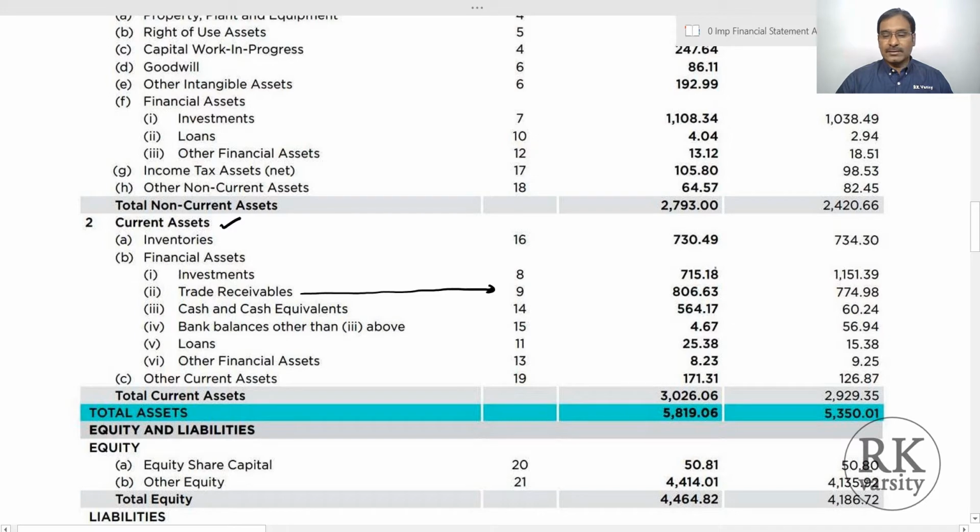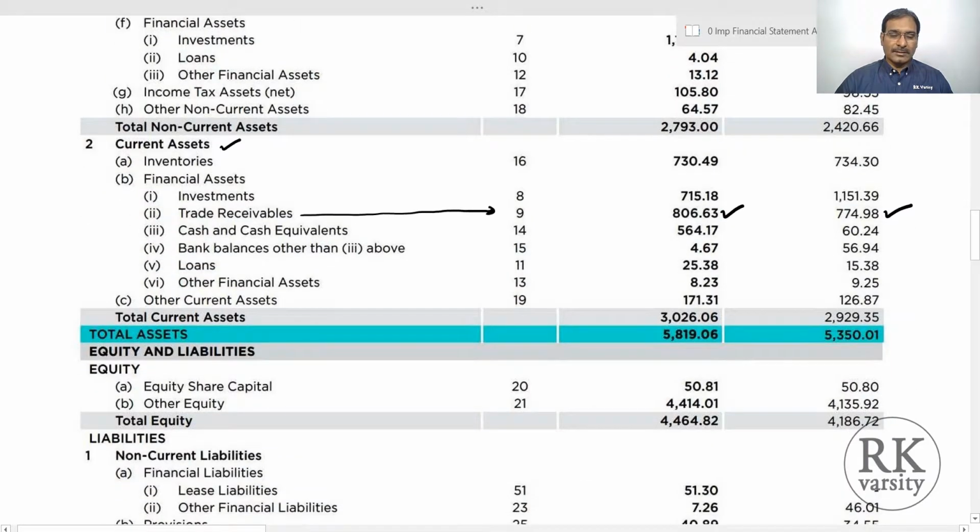So here we have trade receivables at 806 crore and 774 crore. We use these two values to calculate the debtors turnover ratio. After calculating the debtors turnover ratio, we will calculate the receivables conversion period, and we try to interpret the values.